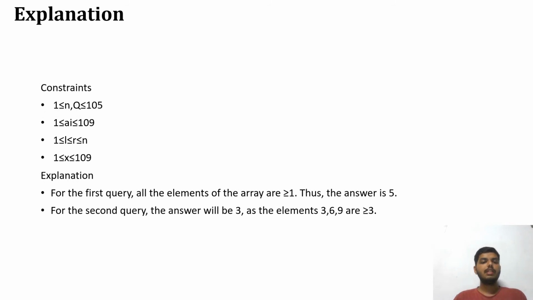So the explanation says the constraints: n and q both belong to 1 to 10^5. This is a constraint for all the elements in the array. This is the constraint for L, R, and N, and this is the constraint for X. And I have explained the logic in the sample input and output. So let us just go through the code.